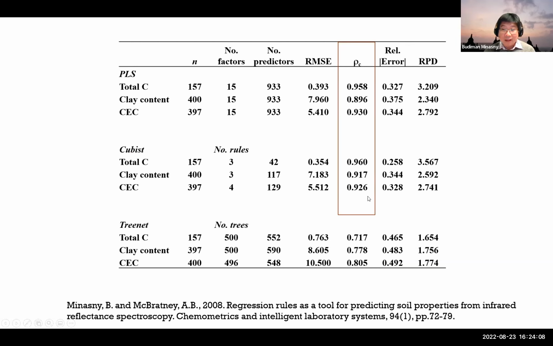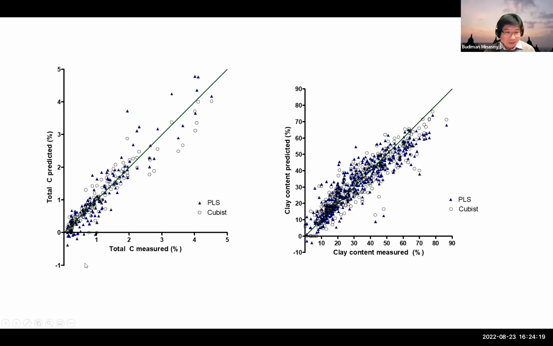So when we compare this Cubist with the standard partial least squares method, it is slightly better, but consistently better. And Cubist is similar to random forest. That was a long time ago. Particularly because of partial least squares linear regression, there is a tendency of linear extrapolation to negative concentration, which is not expected. This is sort of partially remediated by Cubist because it doesn't allow too much extrapolation.